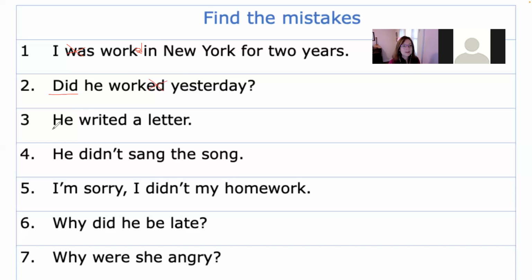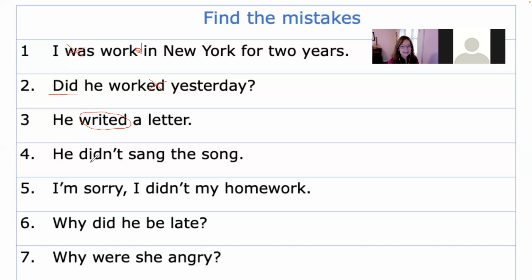Number 3 is really common. He writed a letter. So once students learn that ed makes the past tense, they often over apply that rule to every verb they encounter. And so then we have to show them, no, it's not writed. Write is an irregular verb. You can have them look it up on their irregular verb chart, and it should be wrote. He wrote a letter.